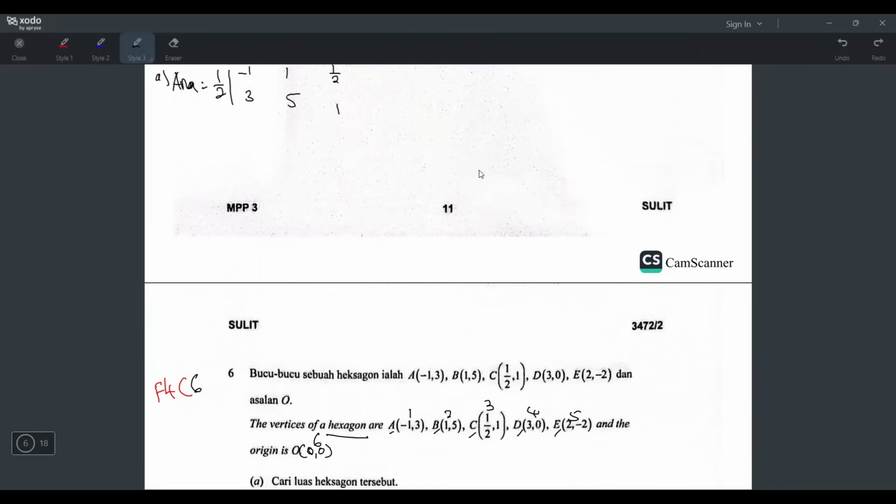So after you write A, you write B, after B, C, after C is D, 3, 0. And then D, E: negative 1, 3, 1, 5, 1, 2, 1, 3, 0, 2, negative 2. And of course the last one is 0, 0. But before you close the modulus, you should always write the first vertex again, because we want to close it. So 1, 2, 3, 4, 5, 6. You start from here. You have to write the first one you wrote again at the last. So this is how it looks now.